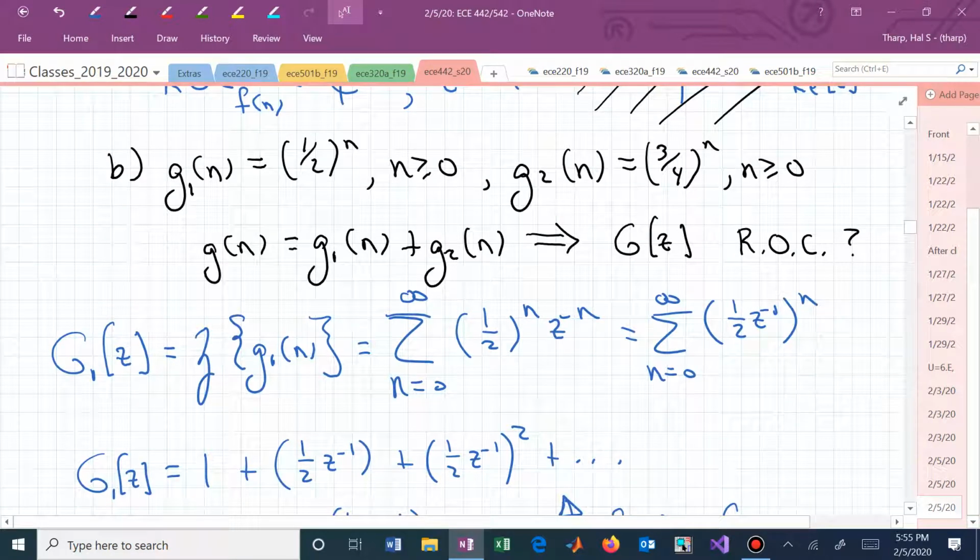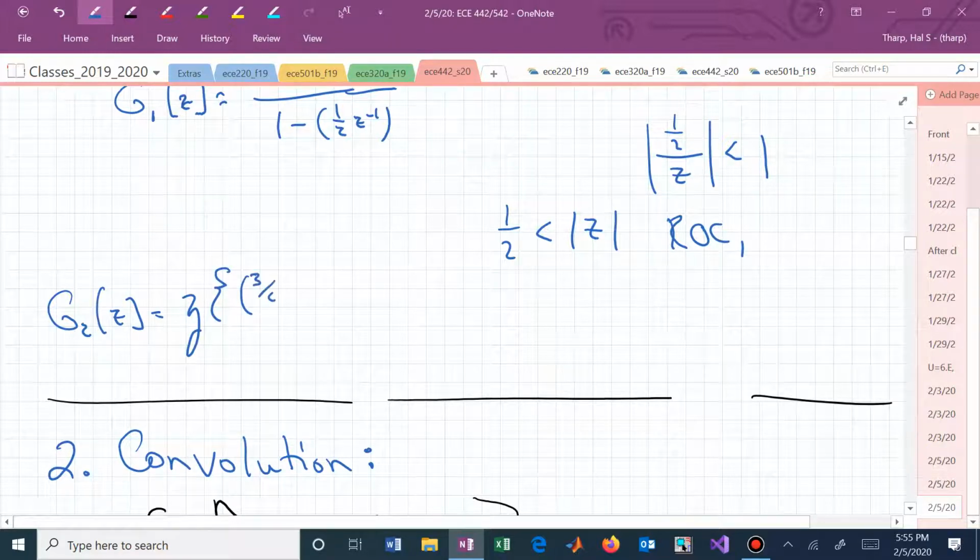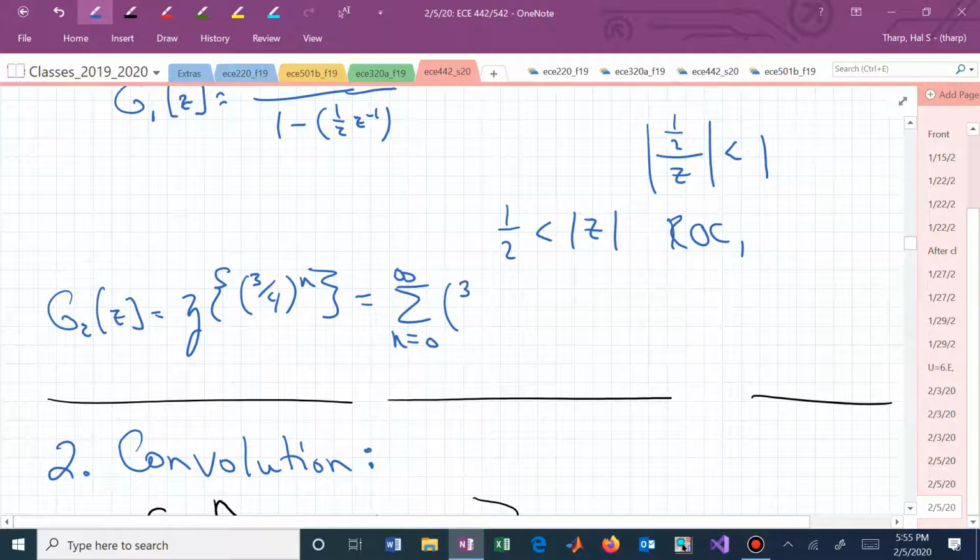What was our second, G sub 2? G sub 2 was 3/4 to the n. Do you see what's going to happen here? Now G sub 2 of Z is the Z transform of 3/4 to the n, which is this sum from n equals 0 to infinity of 3/4 to the n, Z to the minus n.